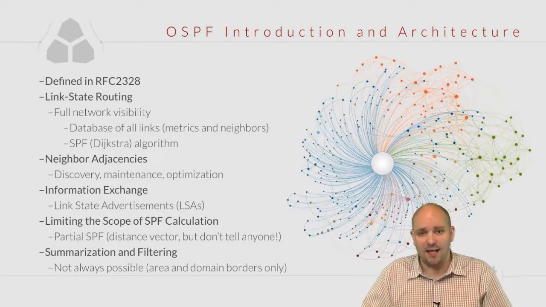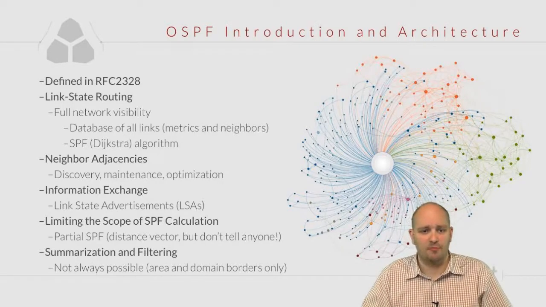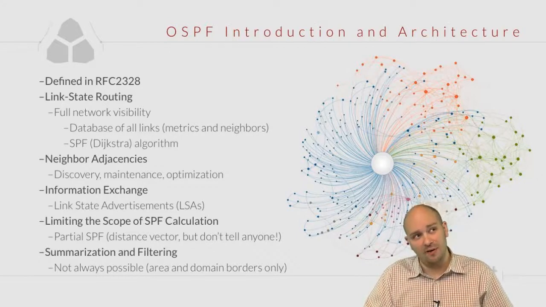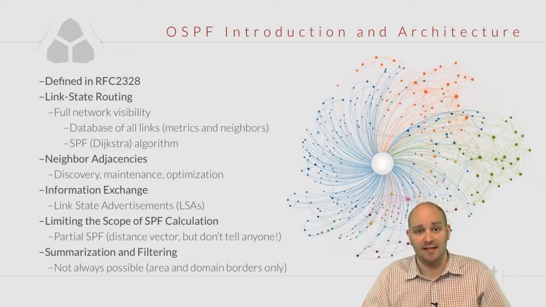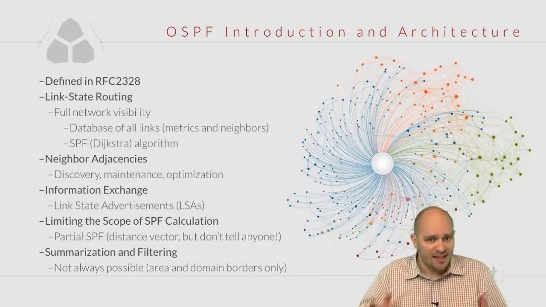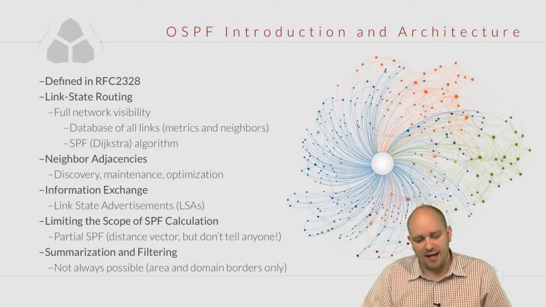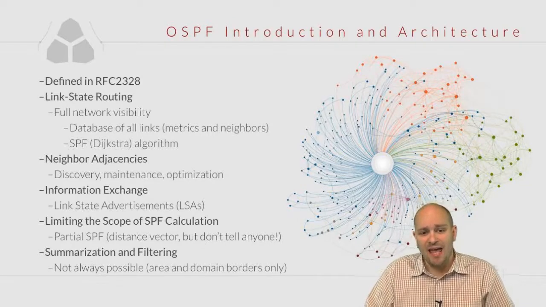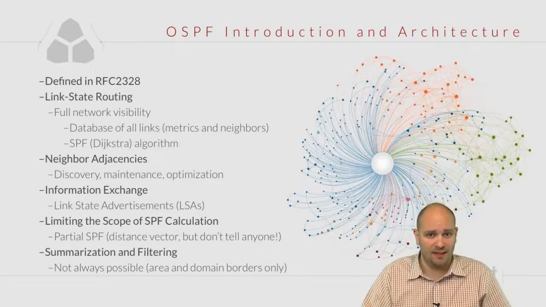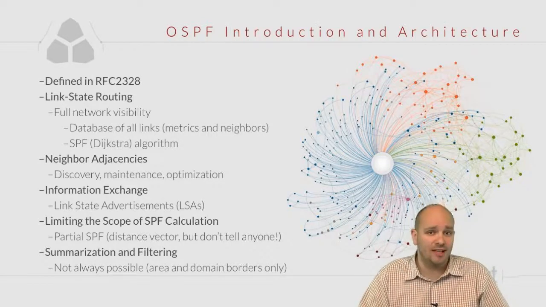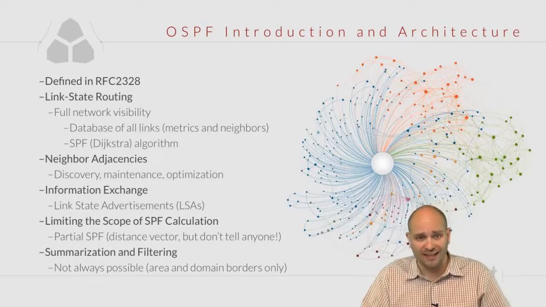OSPF is, as I said, an open implementation of the SPF protocol, and it has been defined in RFC 2328. This RFC was written, if I'm not mistaken, in 1998, but it is still valid and in use today. Link state routing means that all the routers that participate in the network have full network visibility. And by full network visibility, I mean that there is a database that contains the information about all the links in the network.